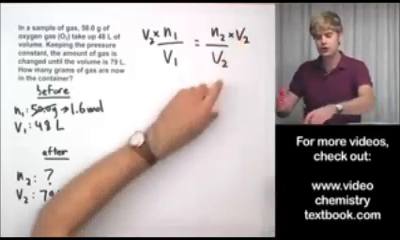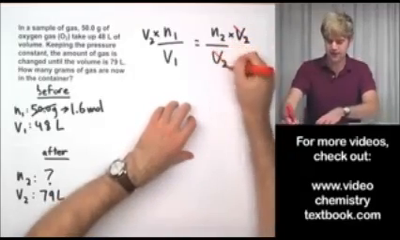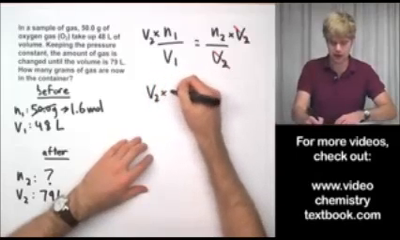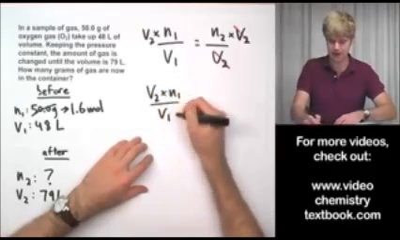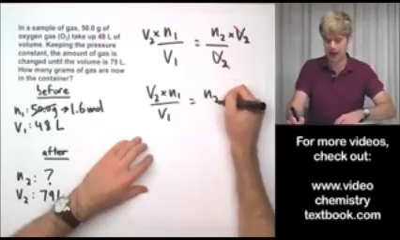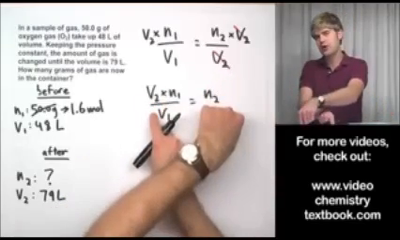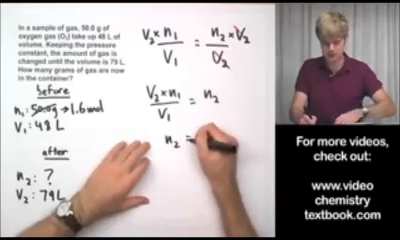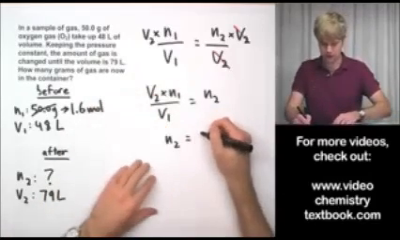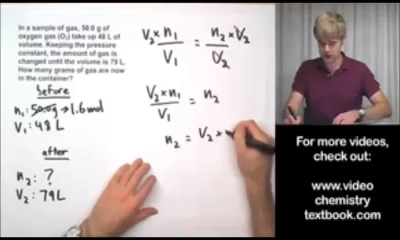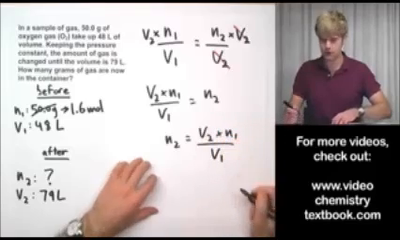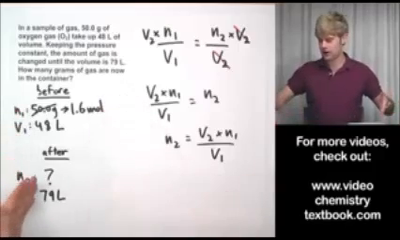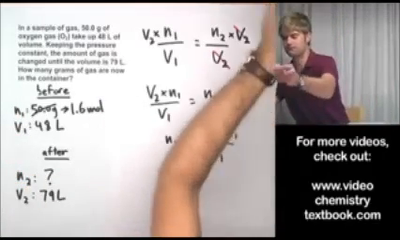Now I have V2 above V2 down here, which means they cancel out, and I'm going to be left with V2 times N1 divided by V1 equals N2. Some people like having the variable that we're solving for on the left, so I'm just going to switch that real fast, but it doesn't make a difference. I'm just going to put it in reverse here, N2 equals V2 times N1 divided by V1. Okay? Now we're ready to take our variables that we've laid out here and plug them in.